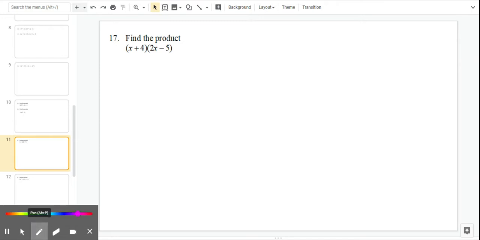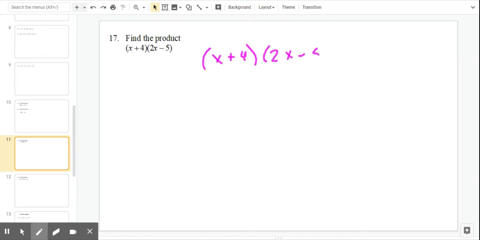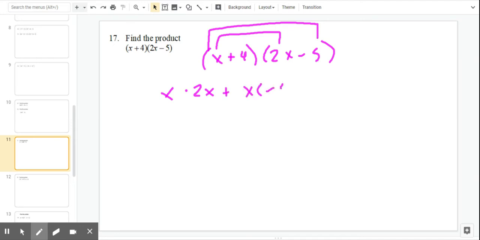All right, next one, we have two binomials. We're multiplying two binomials, which means we need to FOIL. So x plus 4, 2x minus 5. We do first. So x times 2x, outer. So plus x times negative 5, inner, plus 4 times 2x. And then last, plus 4 times negative 5.